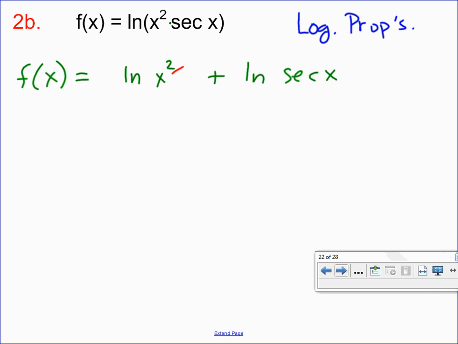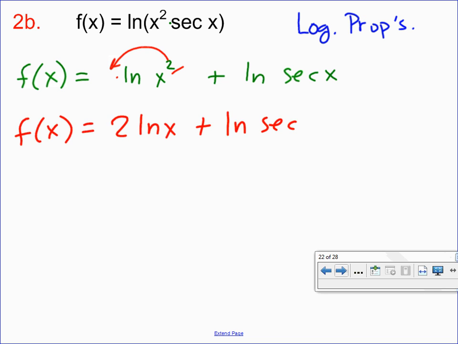So we could take this 2 and bring it on down in front as a multiplier. So in a second rewrite, again, not differentiating, just rewriting, I can make this 2 ln of x plus ln of secant x. And now I know I can't go any further. We've gone ahead and rewritten everything as a single input and no composite functions exist other than my natural log of secant of x. We won't be able to get rid of that.